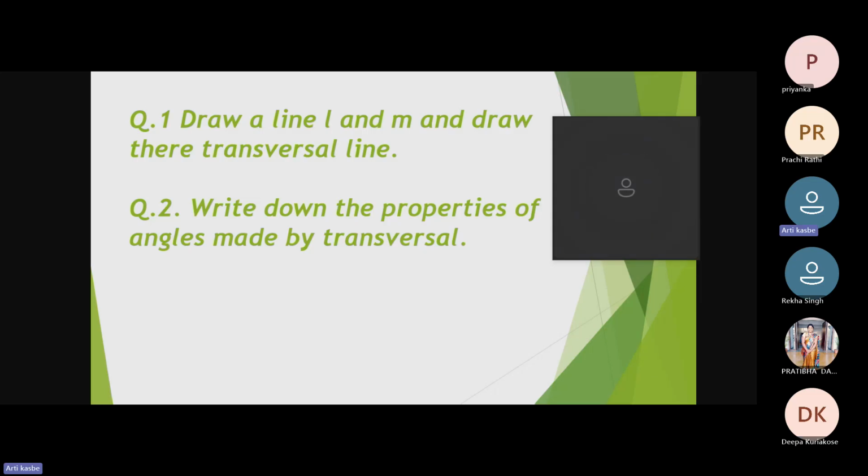In the next lecture, we have to learn the remaining properties of corresponding angles, interior angles, and alternate angles.